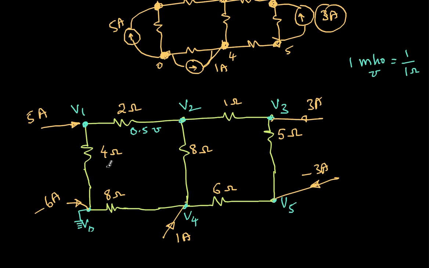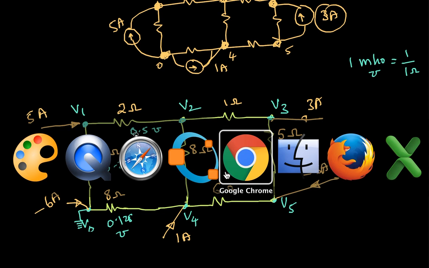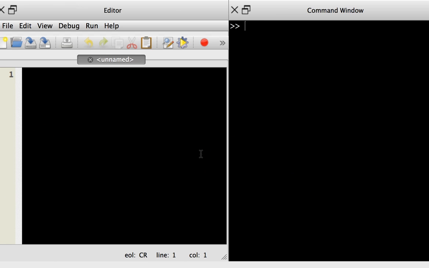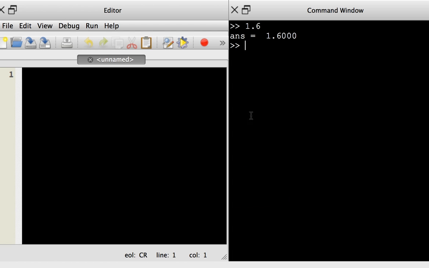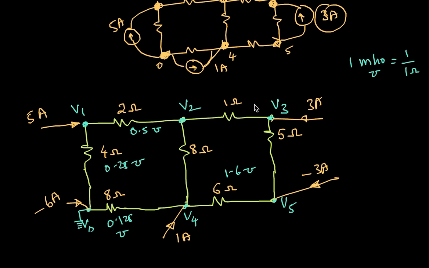What is 1 by 4? It is 0.25 mhos. 1 by 8 is 0.125 mhos. 1 by 6, what is 1 by 6? We calculate that. 0.1667. Let me just confirm 1 by 8, 0.125 mhos. This is 1 mho and this is 0.2 mhos. So I have all this.